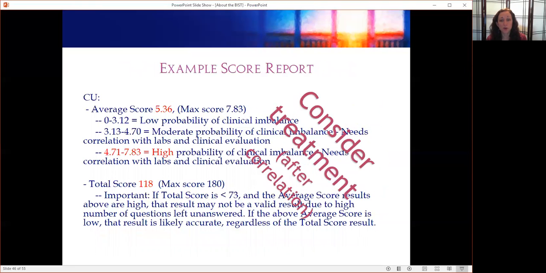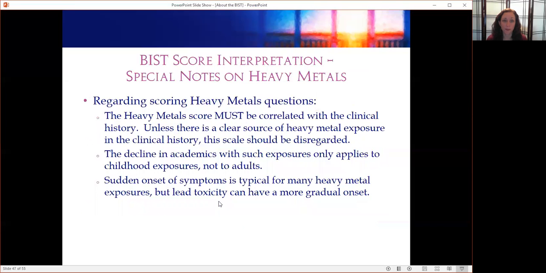So here's an example score report. So here's a copper overload. The average score is 5.36, which falls squarely in the high probability of imbalance range. And the total score is 118, which is well over the cutoff of 73, so this is a valid score. So for this person, you would want to consider treatment after correlation with the laboratory values and your interview.